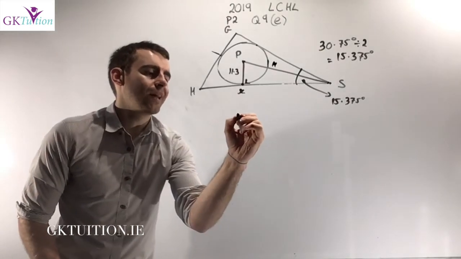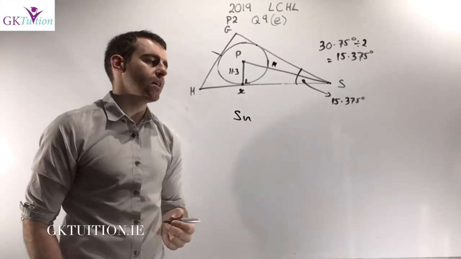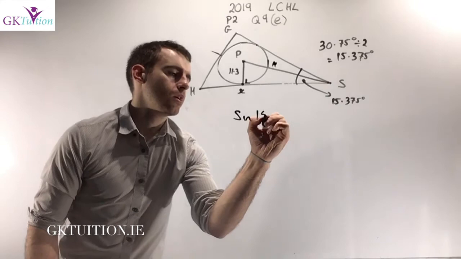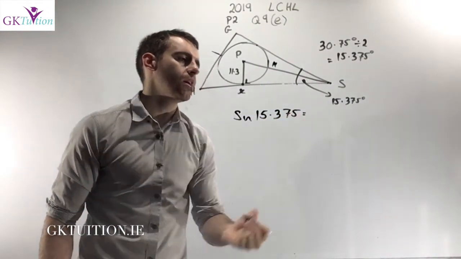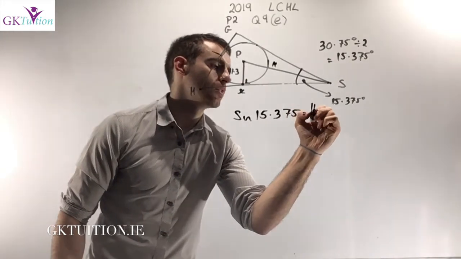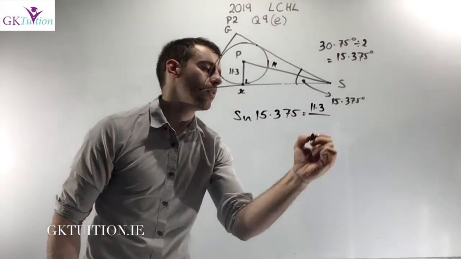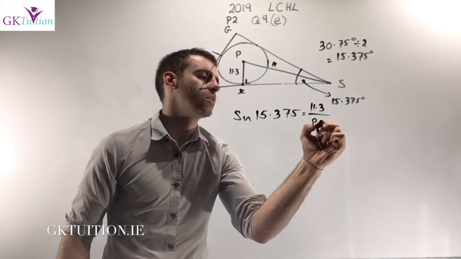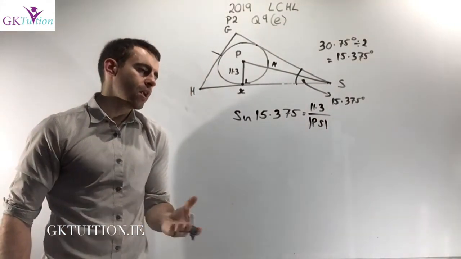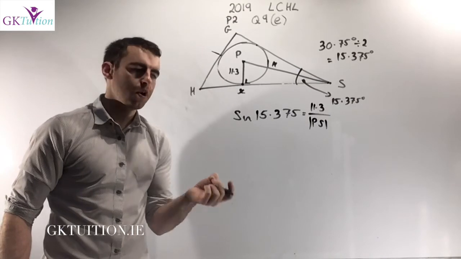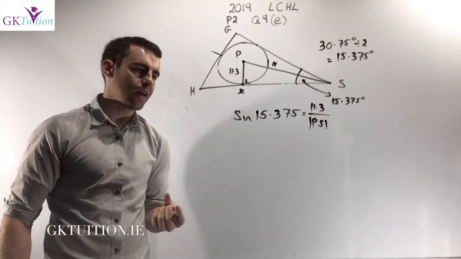I know from my maths tables that the sine of an angle is the opposite over the hypotenuse. So I could say that the sine of 15.375 is equal to the opposite, which is 11.3, divided by the hypotenuse, which for the moment is my unknown. Let's just keep calling it PS. Now I've got one equation and one unknown, which means I'll be able to find the value of PS.